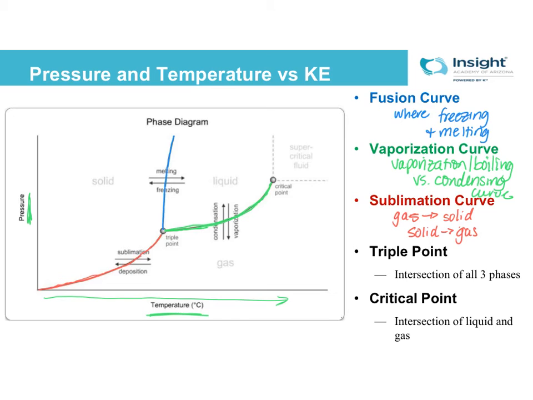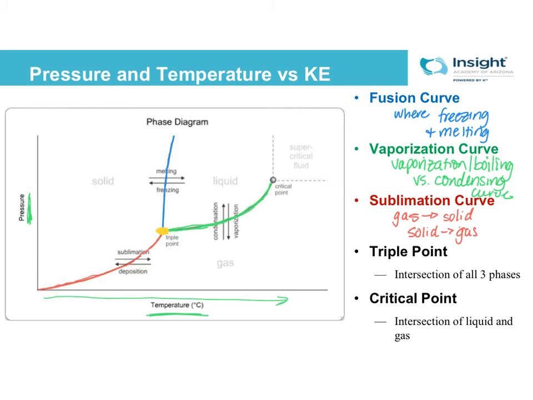Now, a couple of key points are going to be where these intersect. The first one you want to know is your triple point, and that is right here. That's where all three of those curves intersect at that specific temperature and pressure. You would consider your substance to be in all three states simultaneously: solid, liquid, and gas.